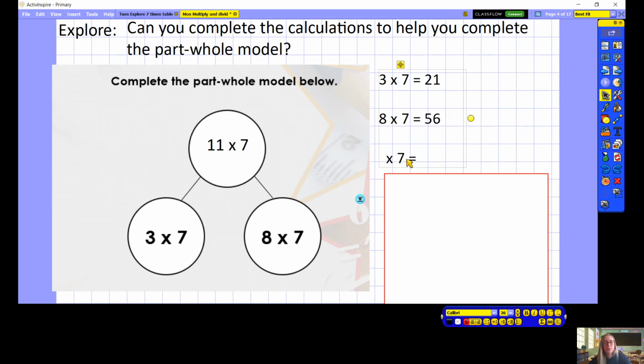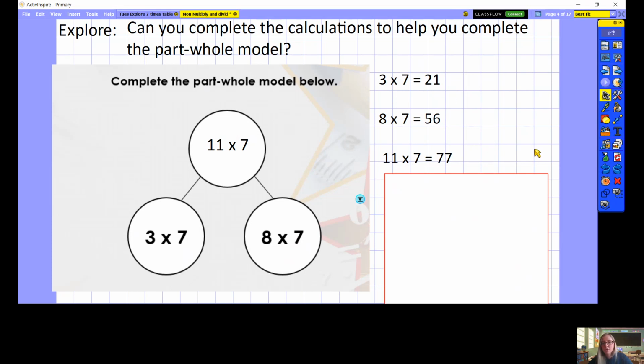And then we know that the whole number would have been 11 groups of 7. So to work out 11 groups of 7, I can either add these two numbers together, or I could use my knowledge of 7 times tables. So I could do 10 times 7. I know that 10 times 7 is 70. So therefore, I know that 11 times 7 is 77. And 56 add 21, I know, is also 77.